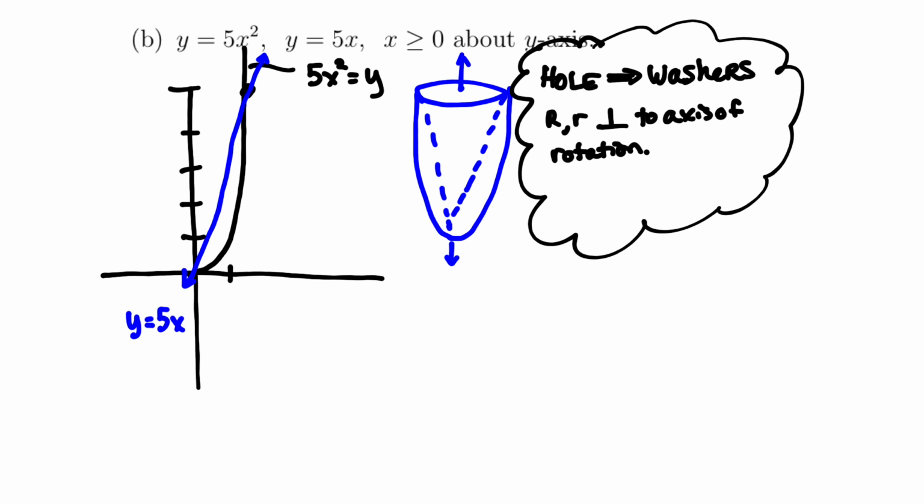So draw a picture, see the area space? Take from this axis of rotation all the way to the outside. What is the outside? This curve. The inside curve is this distance. Yes, it is.